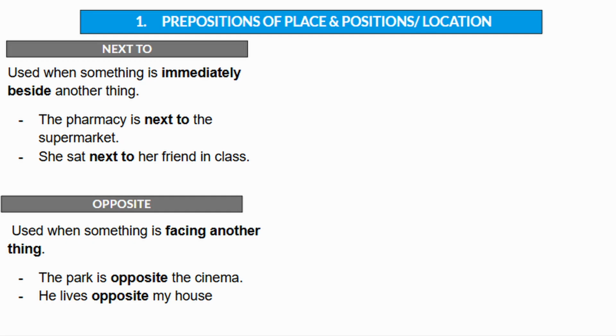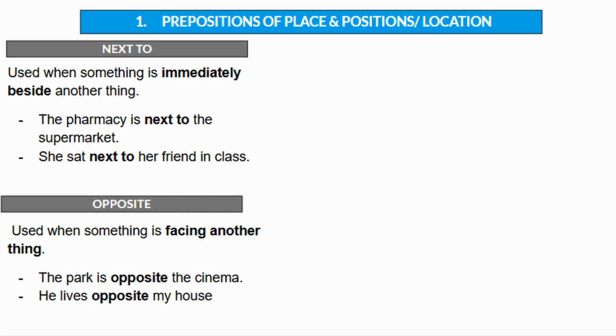We have another preposition of place here, which is opposite. This opposite is used when something is facing another thing. The park is opposite the cinema, means the person who is standing on the side of the park can see the person who is standing on the side of the cinema. He lives opposite my house, means my house and his are facing.